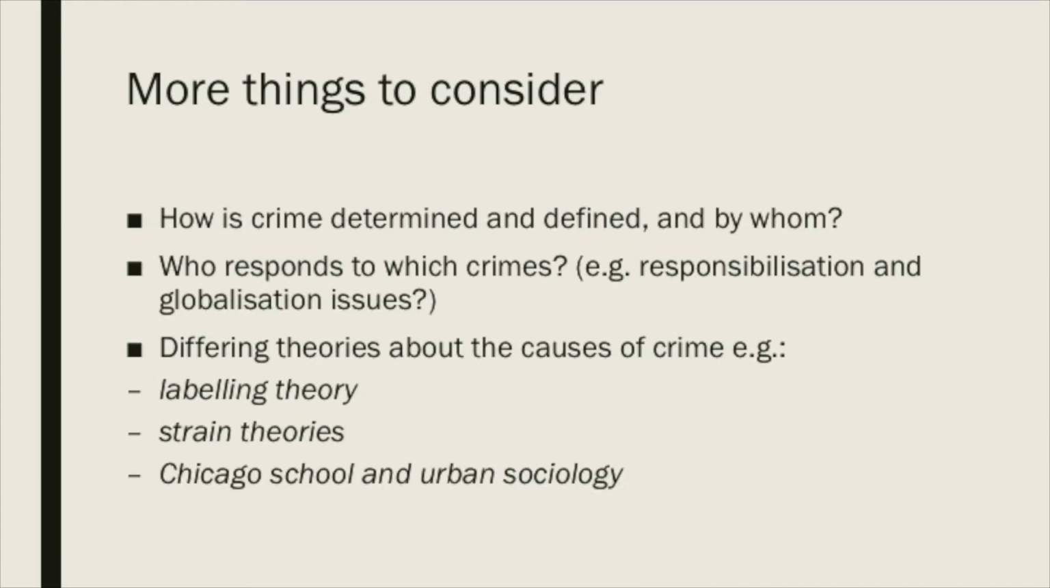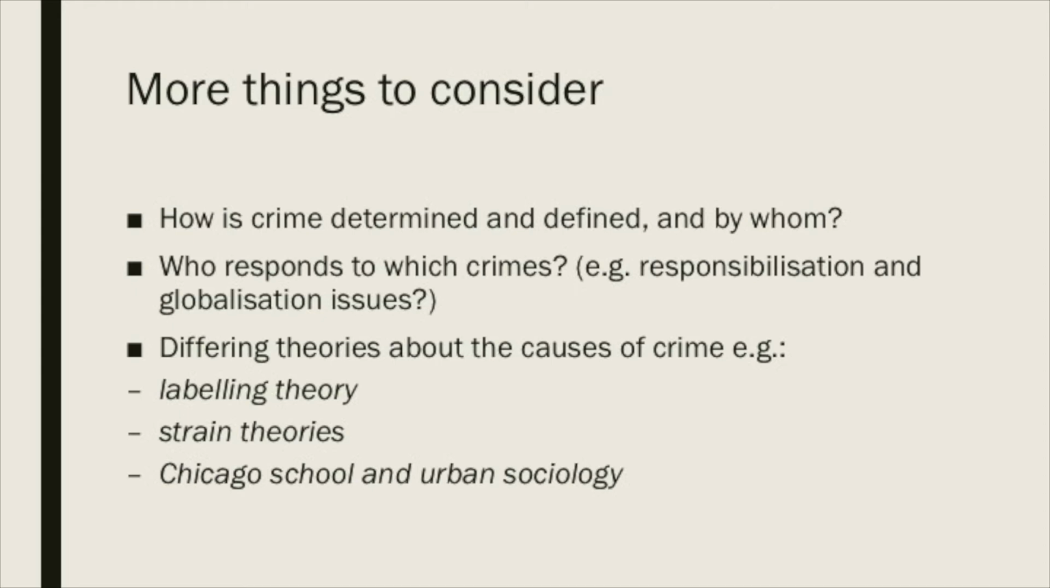Now, moving on from that example, here are a few more things you might want to consider when thinking about the broad idea of crime prevention. That is, how is crime determined and defined, and by whom? Who responds to which crimes? Now, this is, of course, in reference to issues around responsibilization, globalization, neoliberalism, and so on.